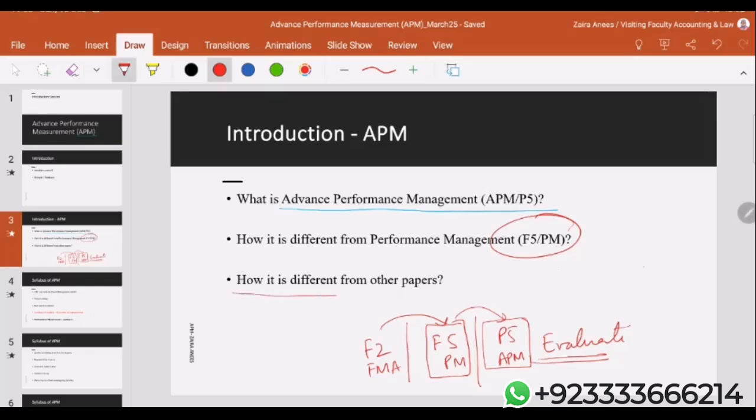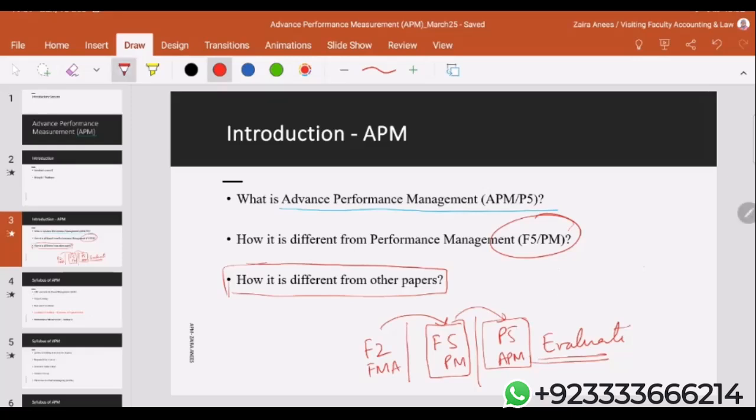And how this is different from the other papers: there are a lot of topics which you will still see that you have studied before. Like SWOT analysis is something which students already know before coming to the APM paper. PEST analysis is something which students generally know when they start their APM paper. But still, the way of asking the question is extremely different.